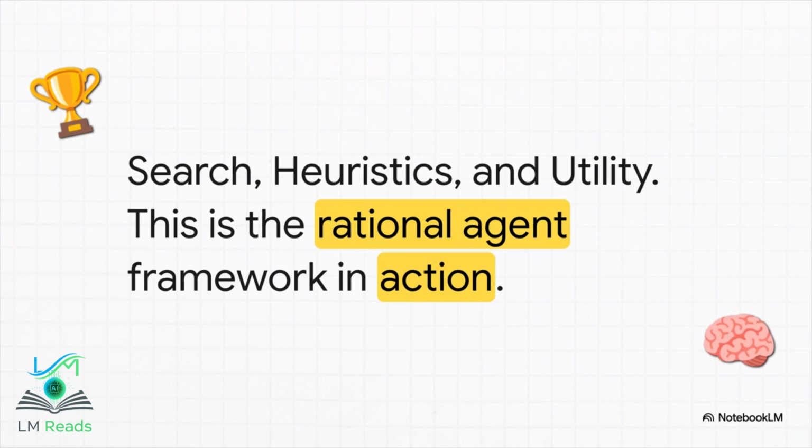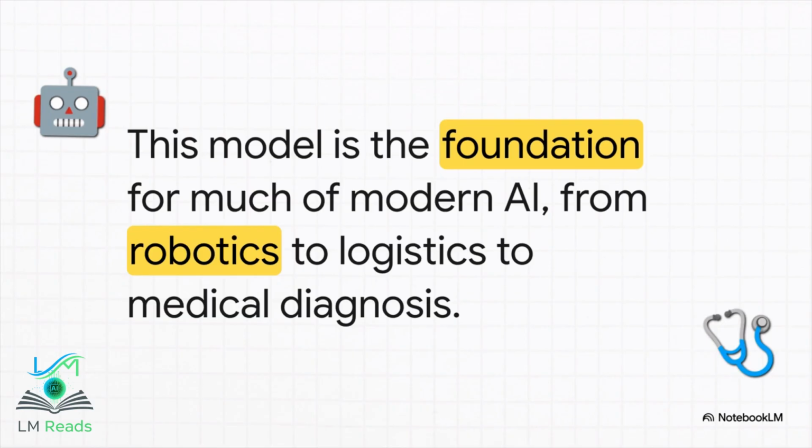It wasn't imitating Kasparov. It was a rational agent, pure and simple. It combined a utility score with a massive search, guided by clever heuristics, to find the mathematically best move. This was the rational agent framework in glorious, world-beating action. And look, this is not just about board games. This rational agent model, defining a goal, searching for a solution, and optimizing for the best outcome, this is the foundation for so much of the AI we see all around us today. It's in the robots that build cars, it's in the algorithms that plan shipping routes around the globe, and it's even in systems that are helping doctors diagnose diseases.